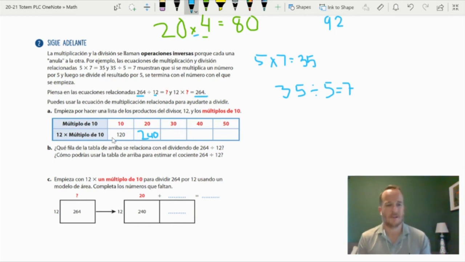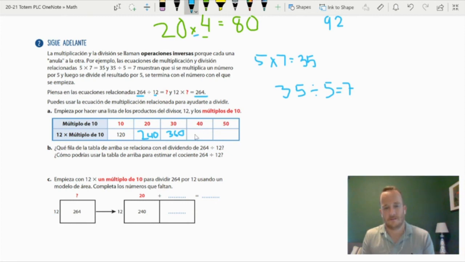Entonces, vamos a multiplicar 12 por 30. ¿Qué es? 360, ¿verdad? A ver, pues, o sea, ese 264 está entre esos dos números, ¿verdad? Entonces se supone que la respuesta va a ser entre esos dos números, ¿verdad que sí? No tenemos que hacer esos dos, pero vamos a practicar, ¿no?